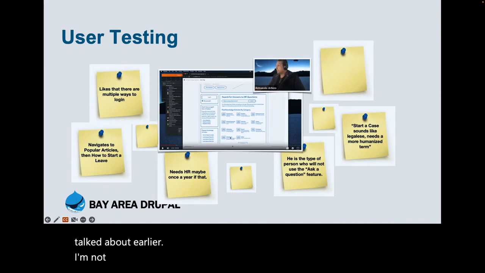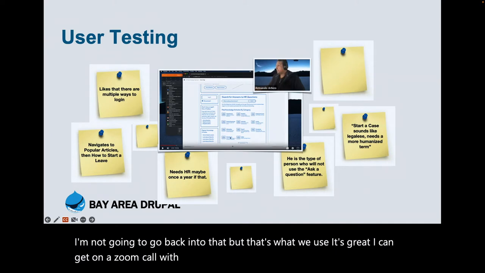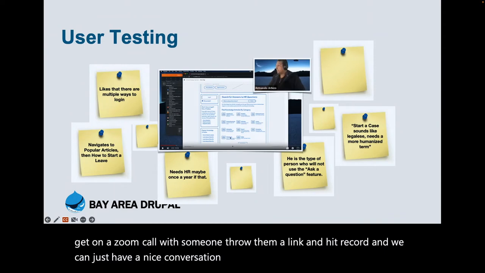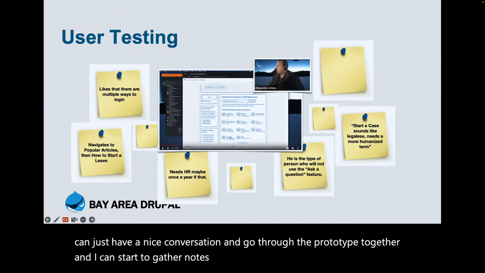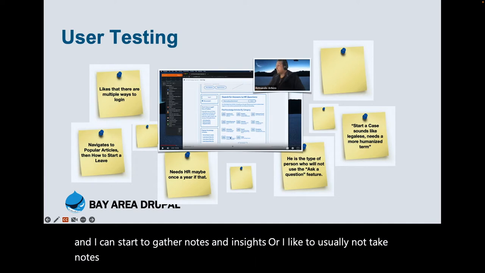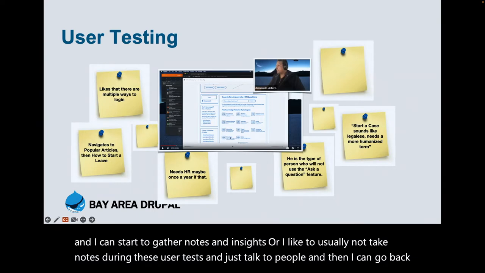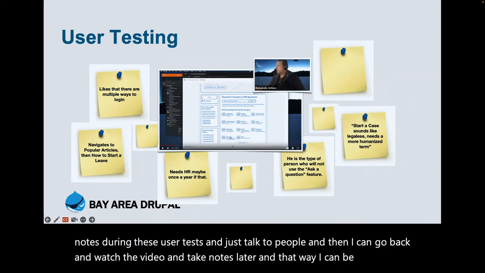I'm not going to go back into that, but that's what we use. It's great. I can get on a Zoom call with someone, throw them a link, and hit record, and we can just have a nice conversation and go through the prototype together. And I can start to gather notes and insights. Or I like to usually not take notes during these user tests and just talk to people, and then I can go back and watch the video and take notes later, and that way I can be more present with them.